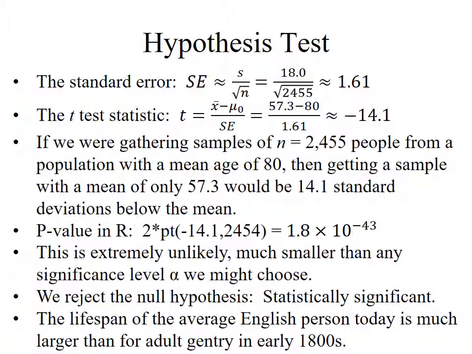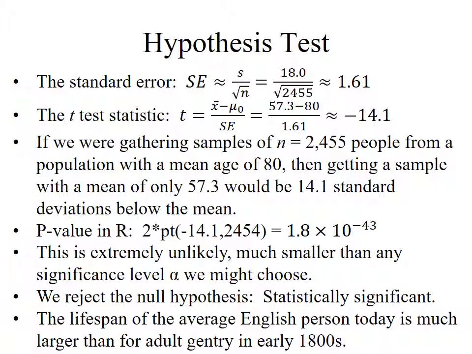So we have 2 times pt is the command. It gives us probabilities from the t distribution. Pt of negative 14.1, 2454. Notice I subtracted 1 from that to get my degrees of freedom is 2454. And I get 1.8 times 10 to the minus 43rd power. This is a super crazy tiny number. If I were to write that not in scientific notation, that would be 0.000, put in 42 zeros, 1 8.